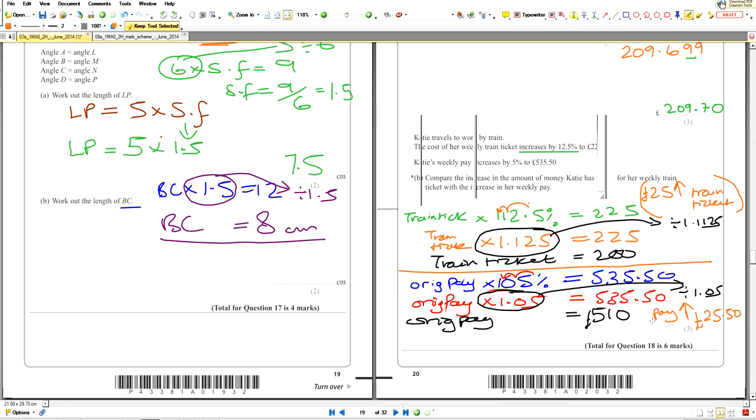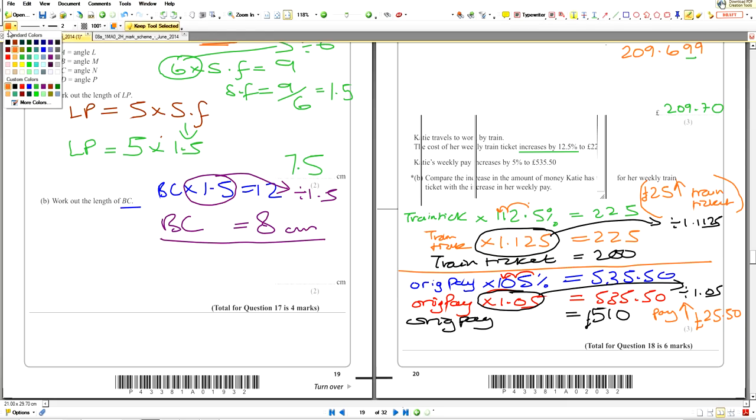And the question says to us, compare the increase in the amount of money she pays for train ticket with the increase in the weekly pay. So what comment could we write for this one? We could write down that it is 50p more. What is 50p more? The weekly pay has increased by 50p extra. Yeah. I'm clear for that.